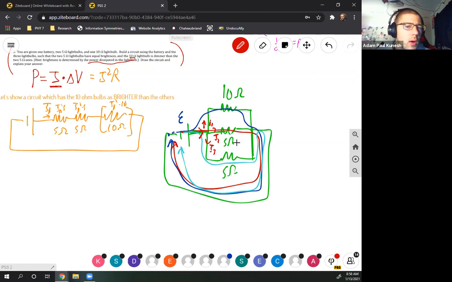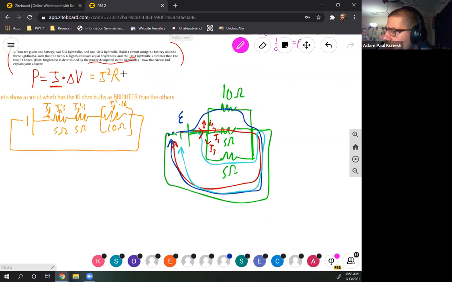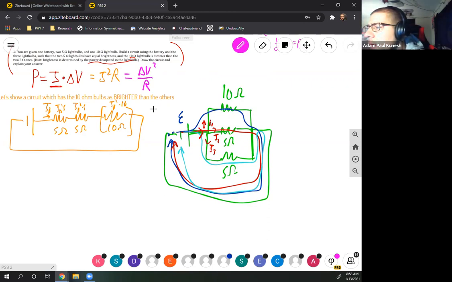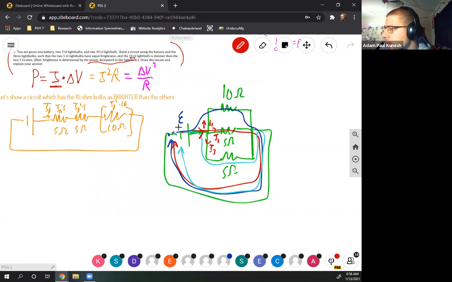So they no longer dissipate the same power in general. Let me rewrite this one more time. We can also write this as delta V squared over R. Let me double check myself on that. I substitute the I in. Yeah, that makes sense. That's another expression for power. I just used Ohm's law to substitute in.